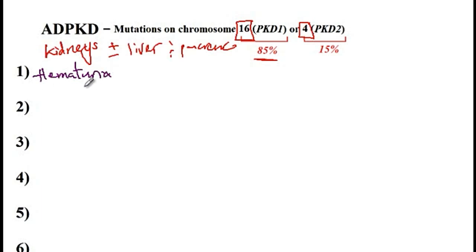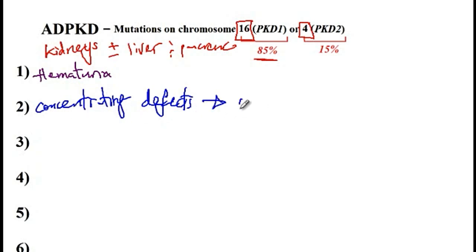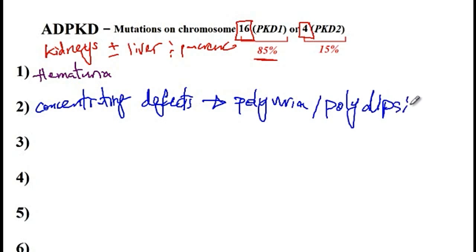hematuria, and so this is due to the rupture of cysts, which causes blood in the urine, concentrating defects of the urine, so the kidney is no longer able to concentrate the urine, and it's not really known why patients with autosomal dominant polycystic kidney disease present with this symptom, but then because of their lack of the concentrating ability, they present with polyuria and polydipsia. So these patients urinate a lot and they drink a lot of water.